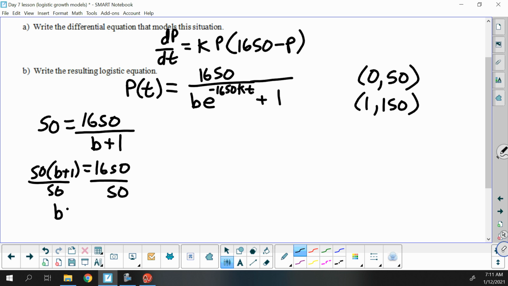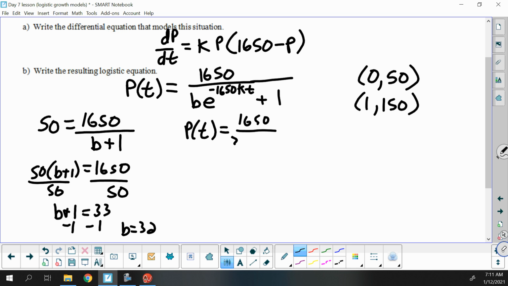So this will be b plus 1. If you divide that, we'll get 33. Subtract the 1, and we'll get b is 32. So we now know that this is P of t equals 1650 over 32 e to the minus 1650 kt plus 1.